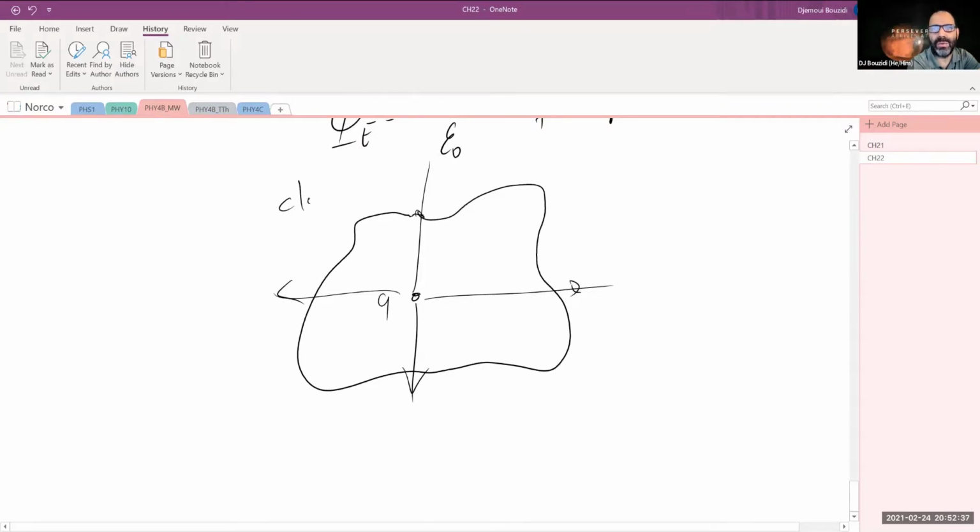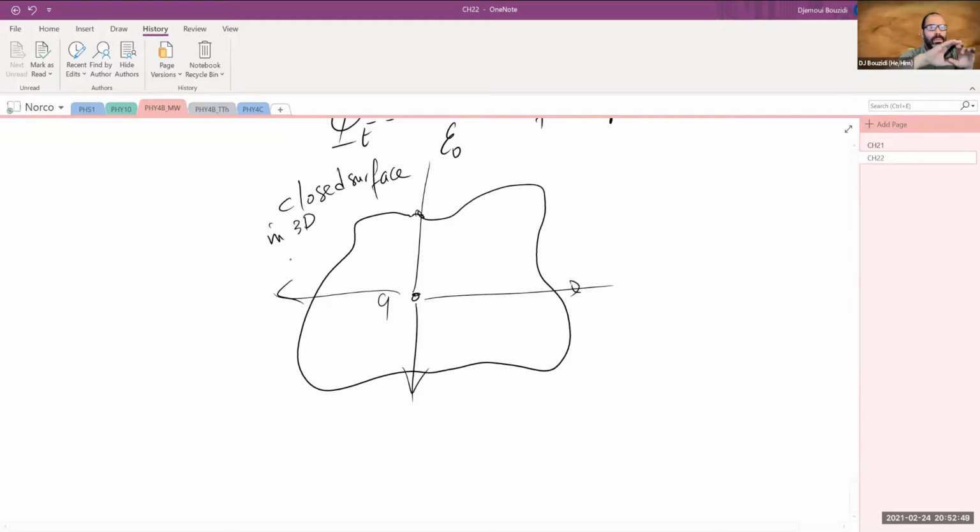This is a closed surface in 3D. This is like not open. Think of your basketball, deflated, for example, and now it has a weird shape, but it's still closed. So it's still a closed surface. Now I want to find the electric field.